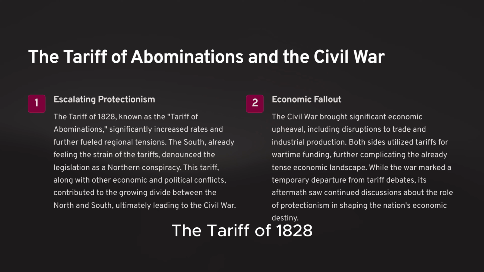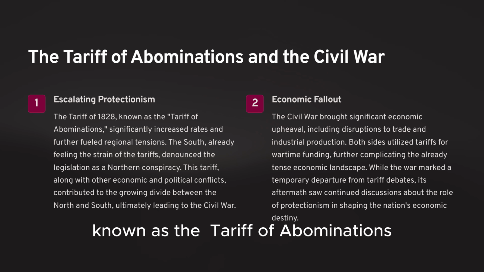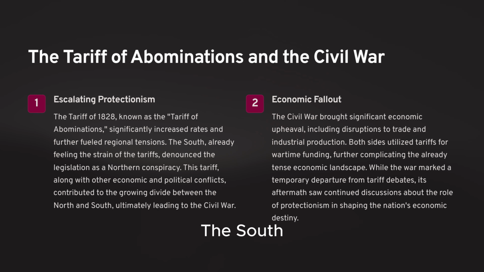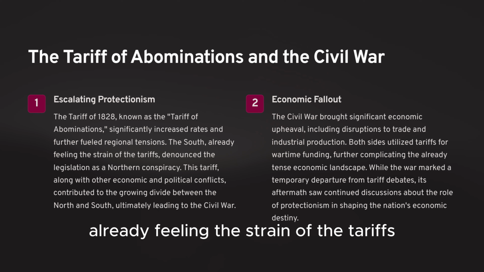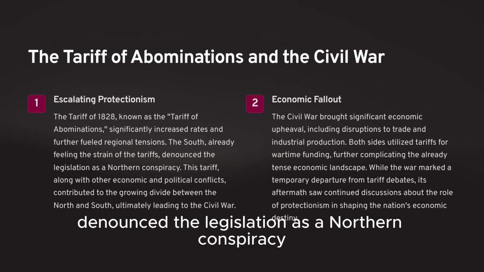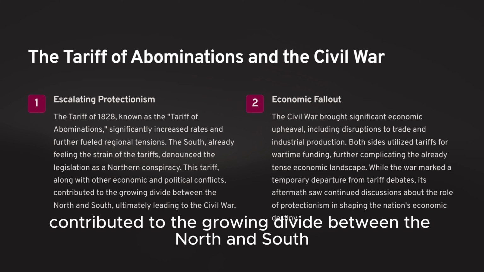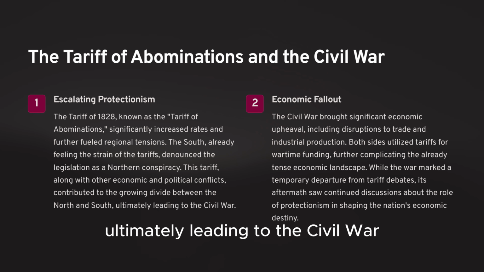The Tariff of Abominations and the Civil War: escalating protectionism. The Tariff of 1828, known as the Tariff of Abominations, significantly increased rates and further fueled regional tensions. The South, already feeling the strain of the tariffs, denounced the legislation as a Northern conspiracy. This tariff, along with other economic and political conflicts, contributed to the growing divide between the North and South, ultimately leading to the Civil War.